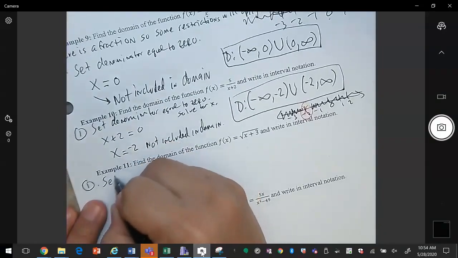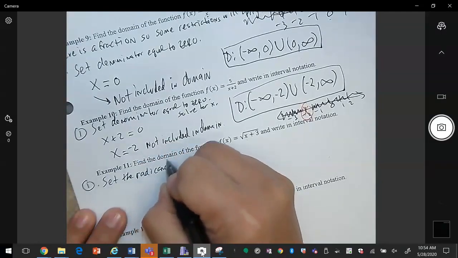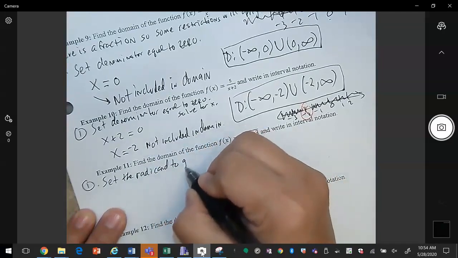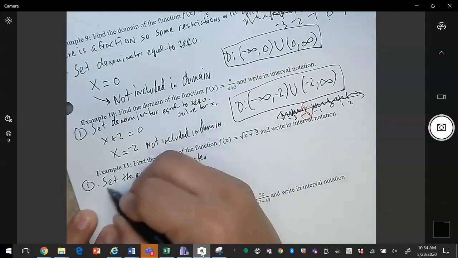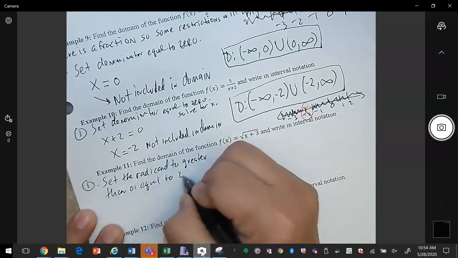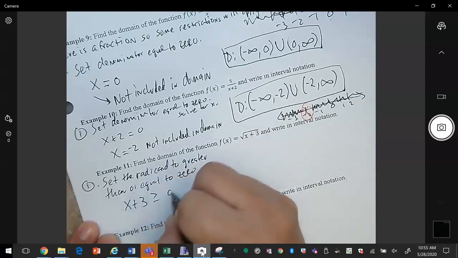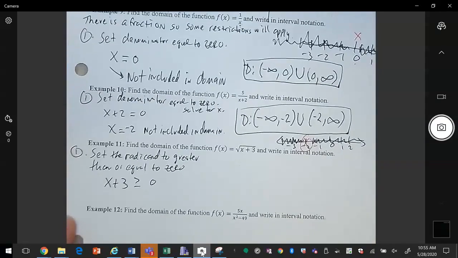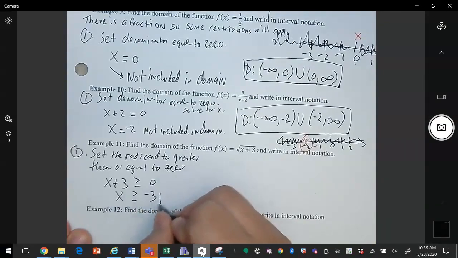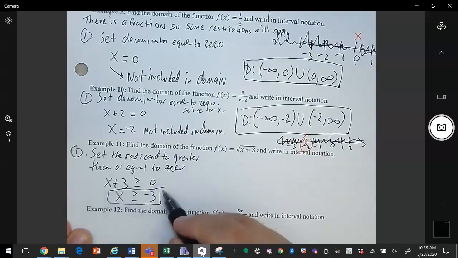So to find those restrictions, we set the radicand, which is the stuff inside the square root, to greater than or equal to 0. So my radicand here is x plus 3. I'm going to set it greater than or equal to 0. And then I'm going to solve for x. So x is greater than or equal to negative 3. So I basically subtracted 3 on both sides.